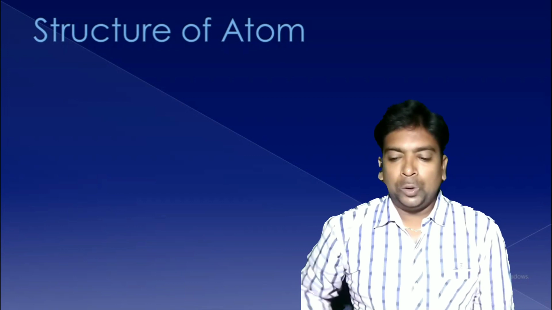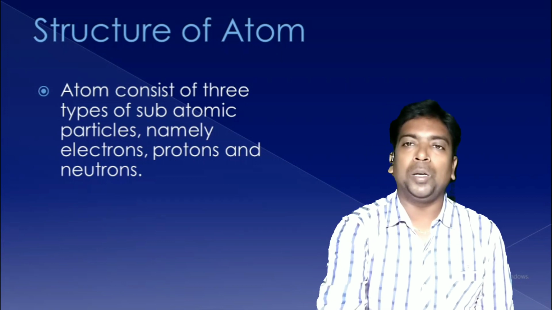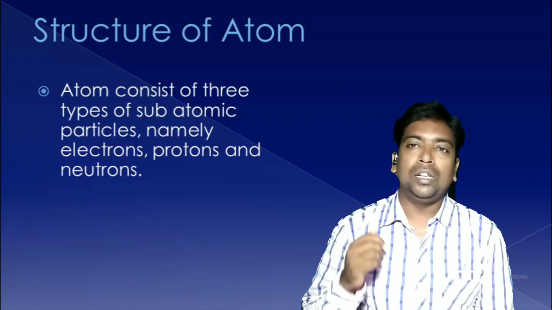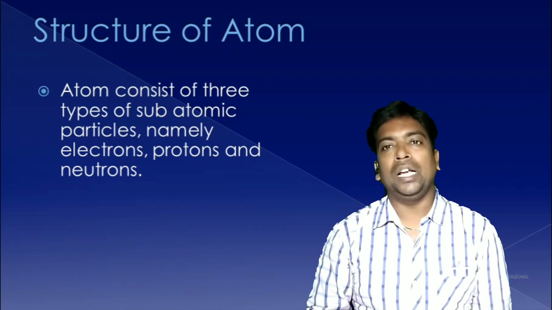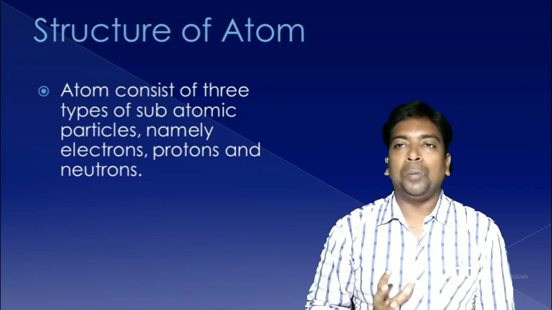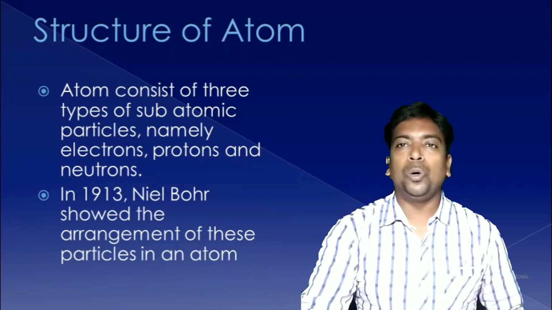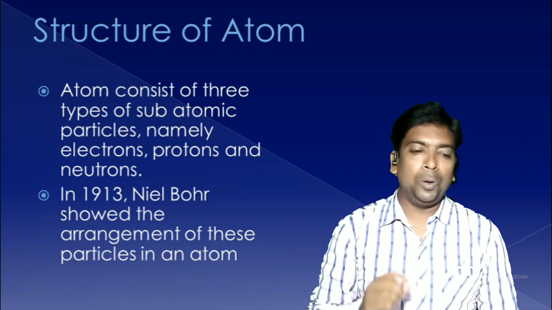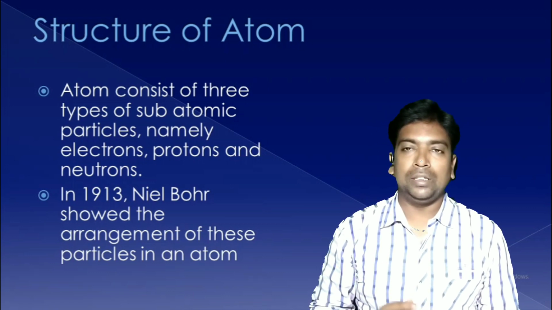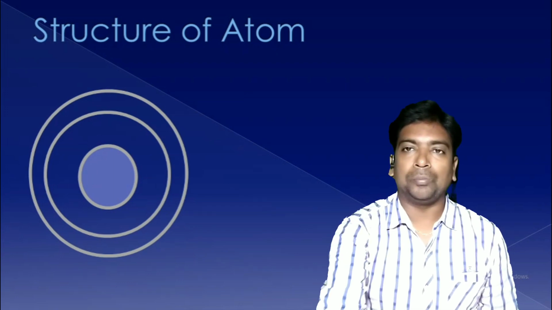So children, all of you know that an atom consists of three types of subatomic particles. You can see here the electrons, the protons and neutrons. Now, how are these subatomic particles arranged inside an atom? That is the question. So, Niels Bohr gave the solution. Niels Bohr in 1913 showed the arrangement of these subatomic particles in an atom. Now, let us see how they are arranged in an atom.